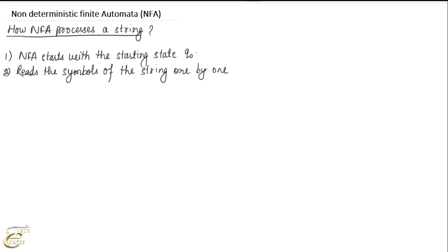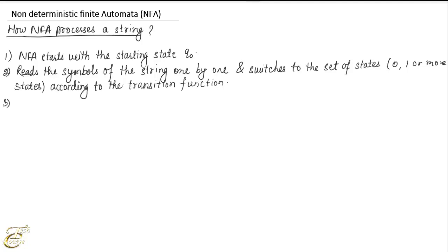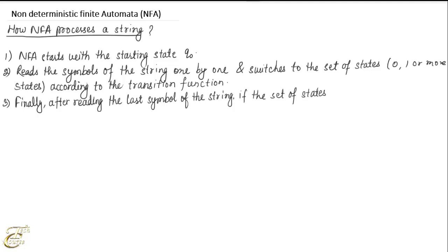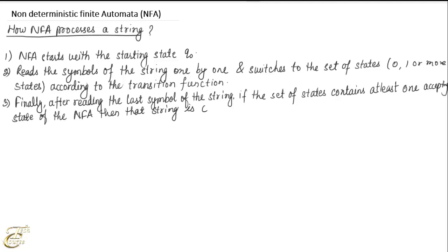So let's start. Whenever a string is given to NFA, it processes the string as follows. First, NFA starts with the starting state, let's say Q0. It then reads the symbols of the string one by one and switches to a set of states, which may include 0, 1 or more states according to the transition function. Third, finally, after reading the last symbol of the string, if the set of states that NFA switches to contains at least one accepting state of the NFA, then that string is considered accepted, otherwise considered rejected.